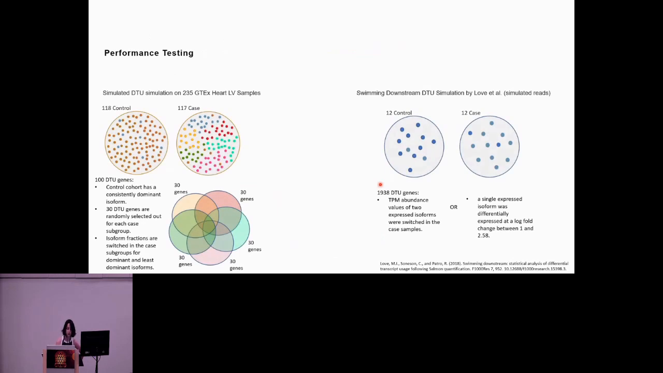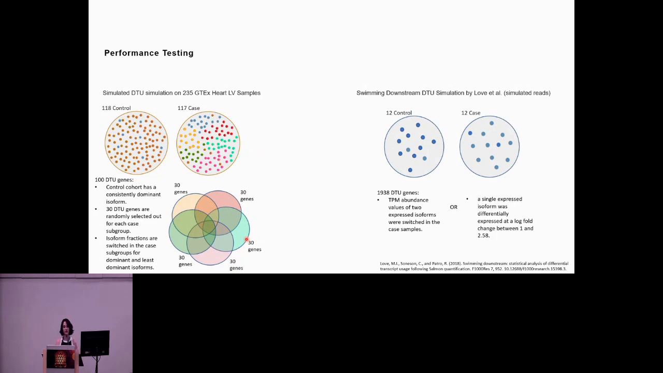For performance testing, we recreated both scenarios of the Mendelian and the complex diseases. For the simpler case, we adopted the swimming downstream DTU simulation by Love et al. They have more of a homogeneous structure, a more traditional DTU simulation with simulated reads. And for the complex case, we introduced DTU into 235 GTEx samples. They were originally all healthy samples. We put them arbitrarily in two groups, control and case, and then we introduced DTU cases in the cohort to recreate that heterogeneous structure that we expect to see in complex diseases.